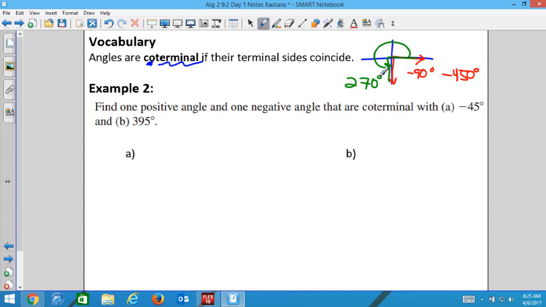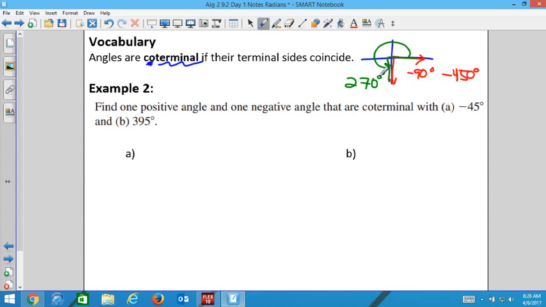Again, from negative 90 to positive 270. What's the value? What degree? 360. If I start at negative 90 and I go all the way around to positive 270, that's an entire circle. And if I go around again, 360 degrees. And I go around again, 360 degrees.